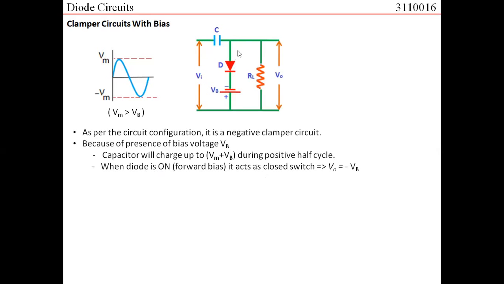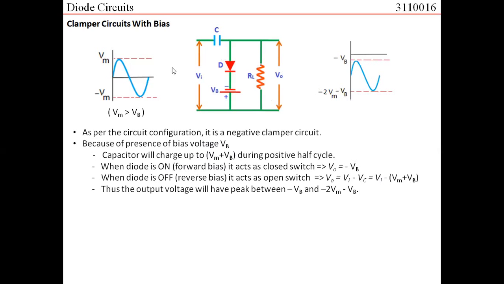When the diode is in the on condition, the output voltage would be equal to minus Vb. Why? Because you have minus Vb here. The polarity of the source is such that here you have negative, and downside you have positive. Similarly, when the diode is off, that is reverse biased, the output voltage would be equal to Vin minus Vc. Now what is Vc, the voltage across the capacitor? It is Vm plus Vb. So the output voltage would be input voltage minus (Vm plus Vb).